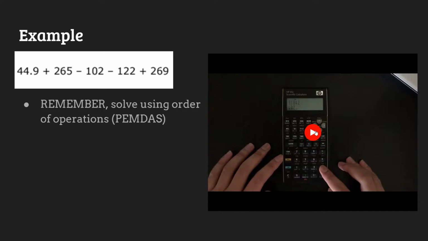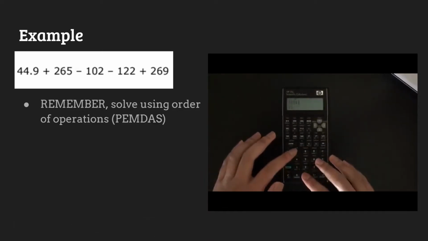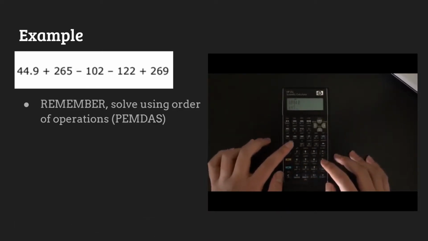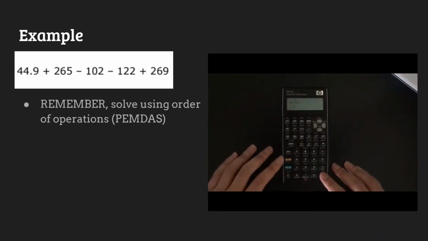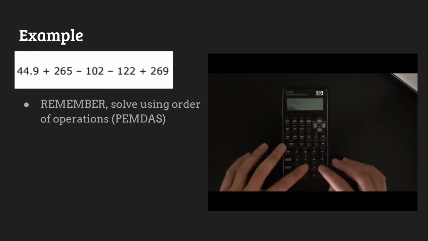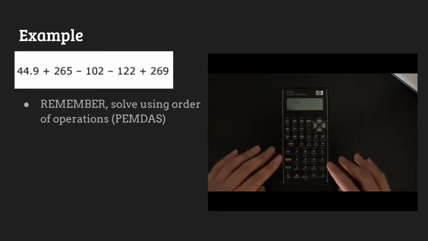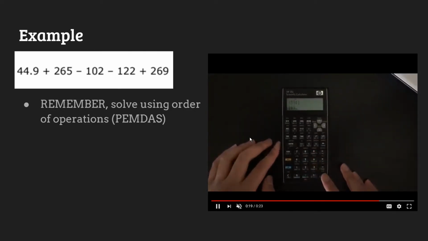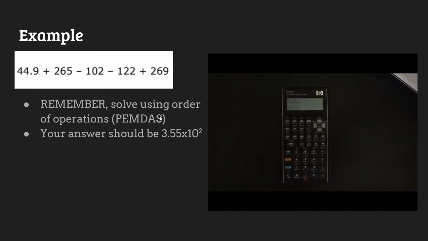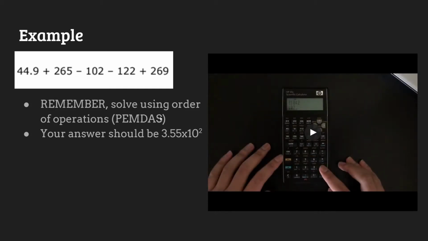So we're going to be going over this example. I'm going to put 44.9 first, and then I press enter, and then I put 265, and then I add, and then I put 102, and then I subtract, then I put 122, and then I subtract, and then I put 269, and then I add. Your answer should be 3.55 times 10 to the 2nd power.